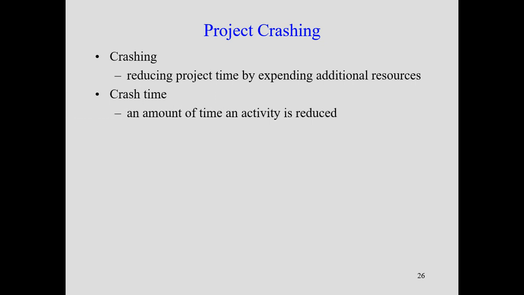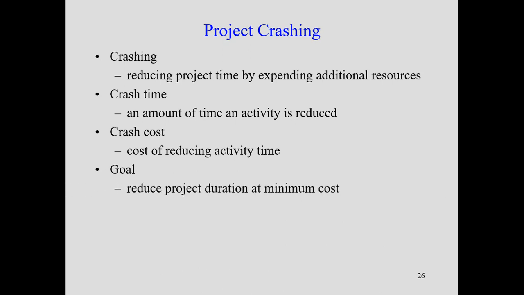Now the crash time, the amount of time an activity can be reduced, is normally called the crash time. Crash cost means the additional amount of cost that we have to pay in order to crash the project. The main goal is to reduce the project duration at minimum cost. So there are two important objectives for project crashing. We have to reduce the project duration, or speed up the process. At the same time, it should be at a minimum cost.